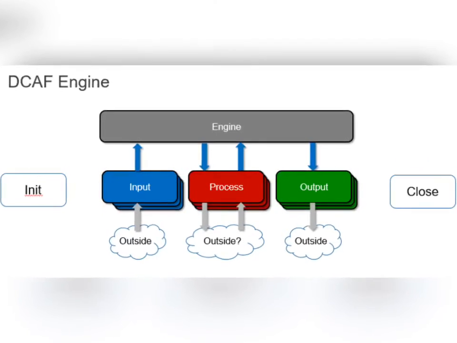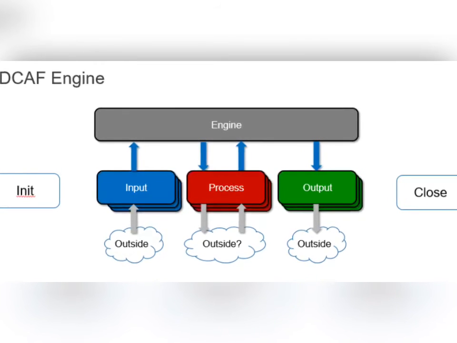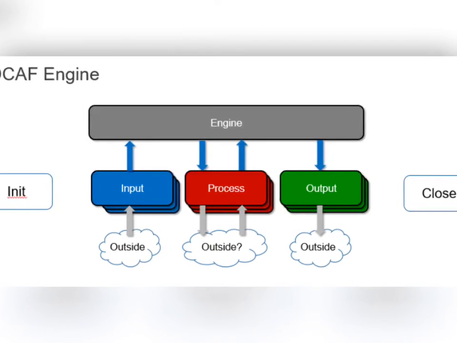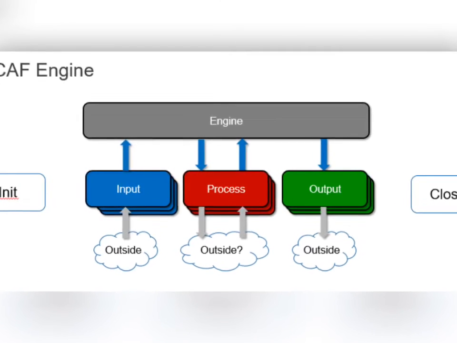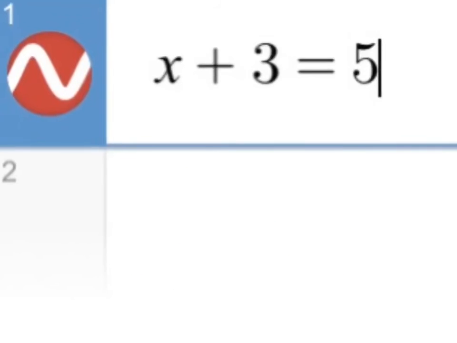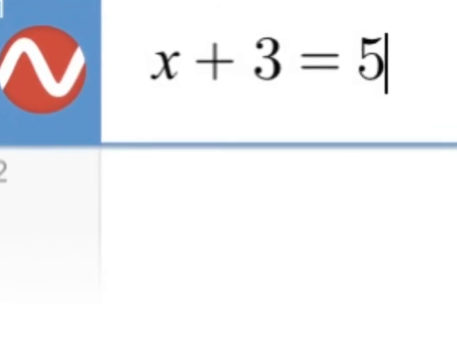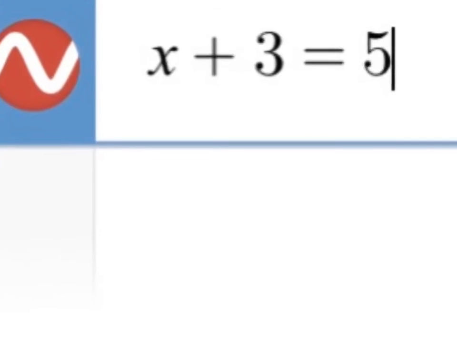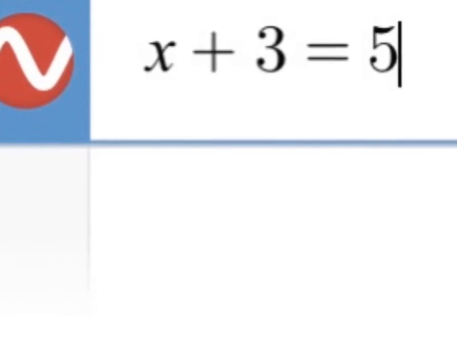Now you might have remembered me saying input and output. Well, all input and all output have a process. And if X is our input, what is our process? Now let's say that our current program is X plus 3 equals 5. Our output is 5. So what is our input?